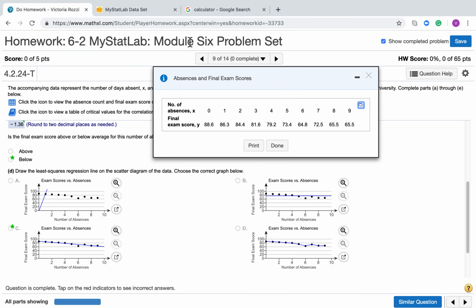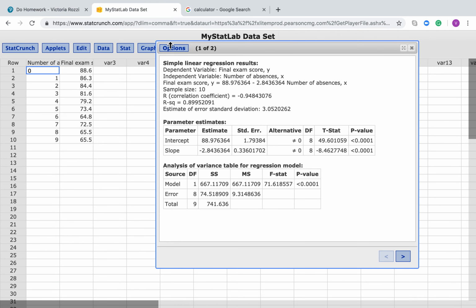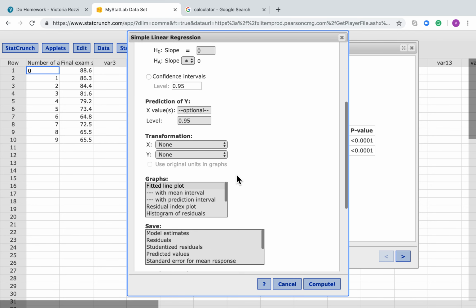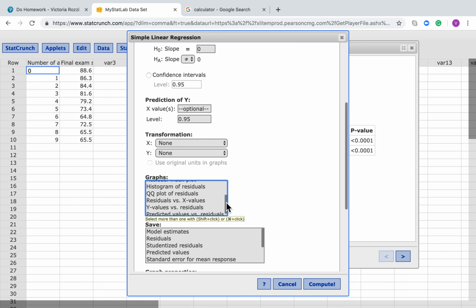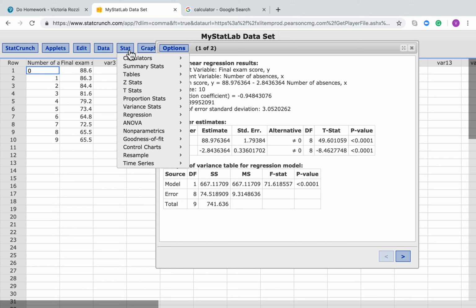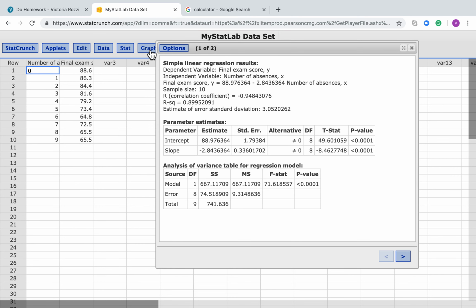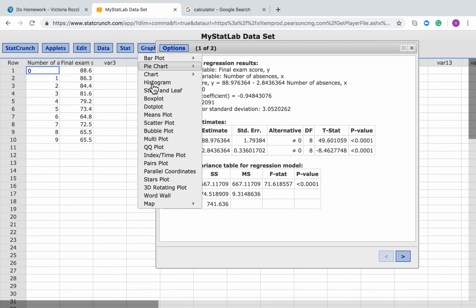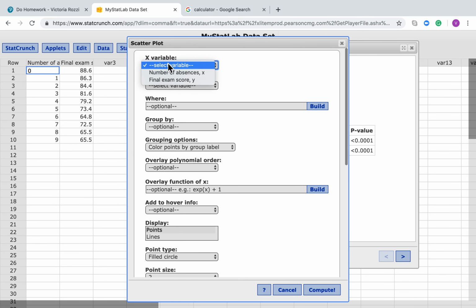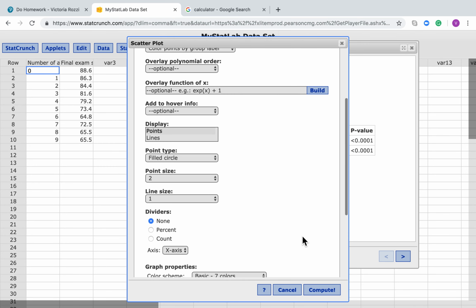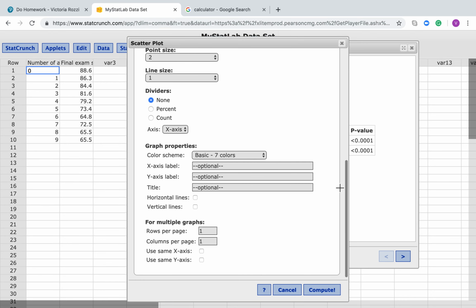Now the next thing we have to do is draw the least squares regression line on the scatter diagram. So you can actually do a scatter diagram in StatCrunch. Actually, we may even be able to do it here. I'm going to click Edit. And I think that I may be able to graph the, no, it's just going to let me graph the residuals. So we will graph the scatter plot. So Stat, we're going to go to Graph, then we'll go to Scatter plot, or scatter diagram. And this is our X variable, number of absences, and Y variable would be final exam score. And I believe we're good there, and click Compute.